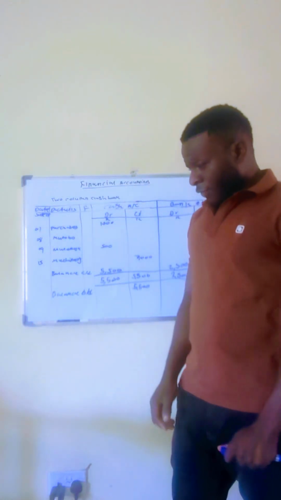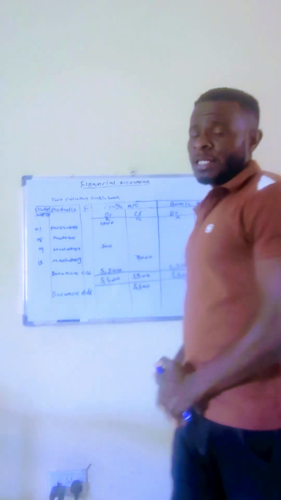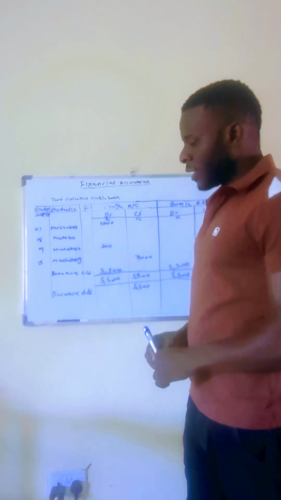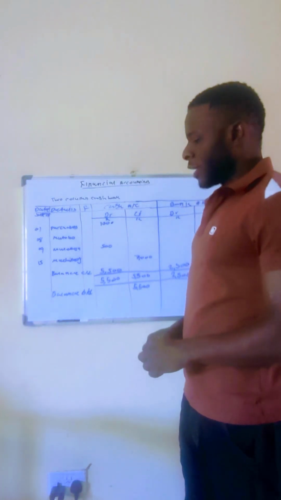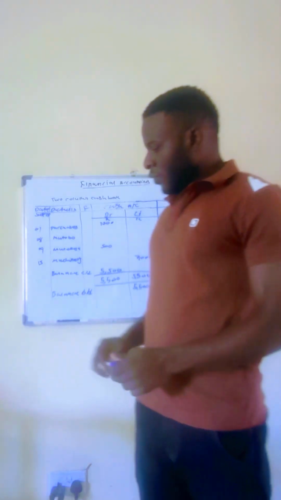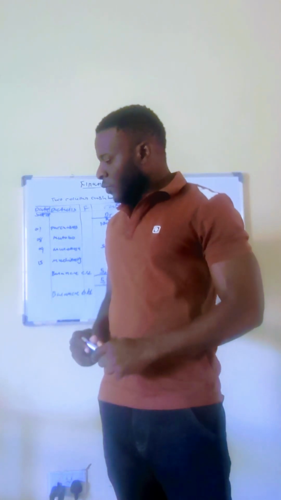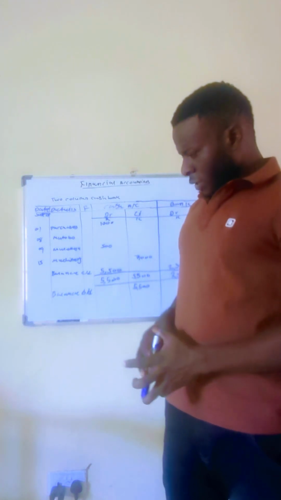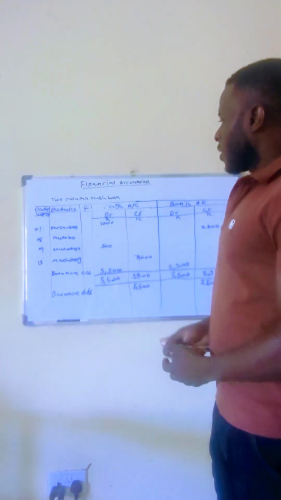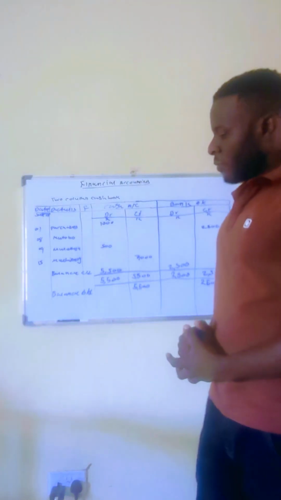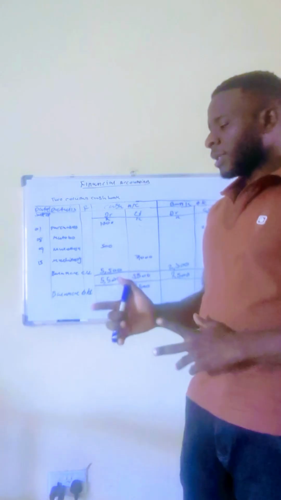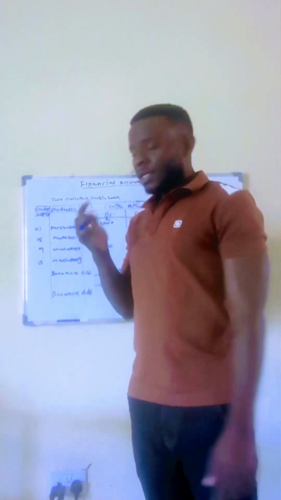So we have transactions that happened in the month of June 2015. These were recorded in the two-column cash book. On the 1st of June, we bought goods by cash. According to what I explained in my previous tutorials, when we buy goods by cash, there are two accounts involved. There's a purchases account, there's also a cash account.